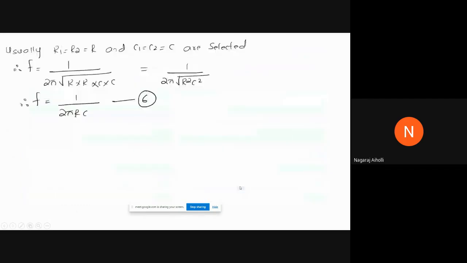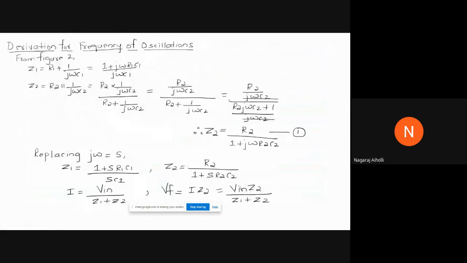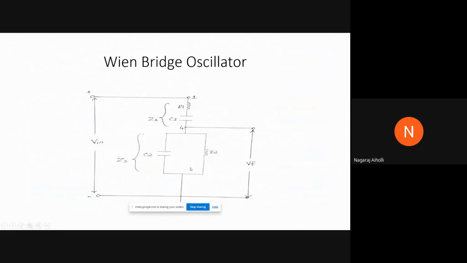In the Wien bridge oscillator circuit, there is a series combination of RC and a parallel combination of RC. When R1 is made equal to R2 and C1 is made equal to C2, at one particular frequency the maximum voltage is obtained. That is called the resonant frequency. At one particular value of the input frequency, the maximum output voltage is obtained, and that is called the resonant frequency.